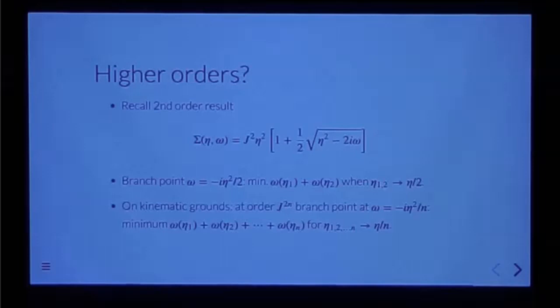Higher orders: this second order result had a branch point arising from the disintegration of one diffuson into two. On purely kinematic grounds, you can say that if you went to order J to the power 2n, you would get a branch point starting at minus i eta squared over n, which is when one diffuson disintegrated into n diffusons, which are all at the smallest momentum, eta over n.